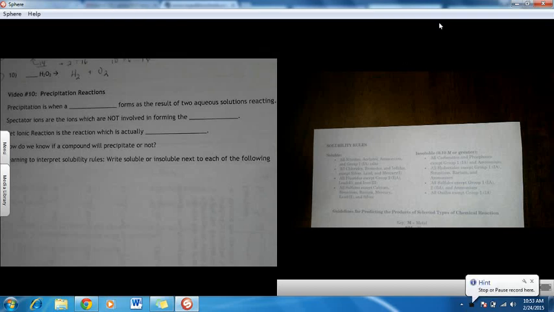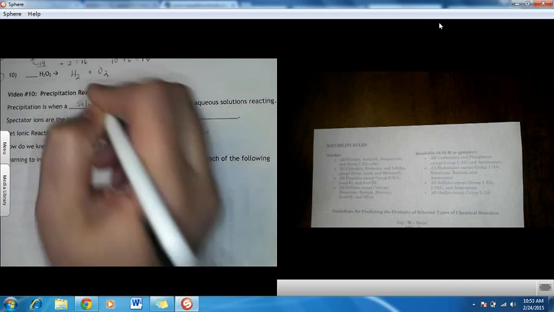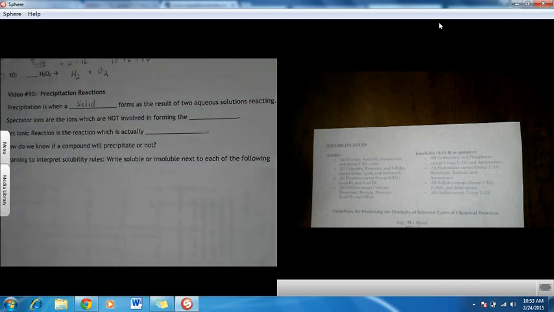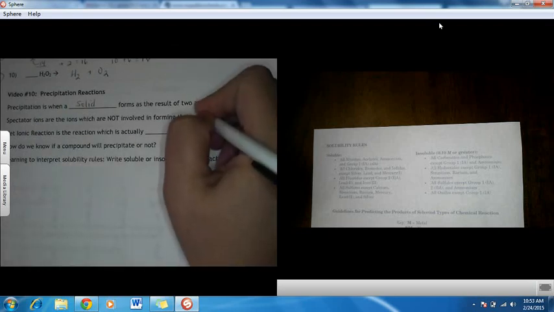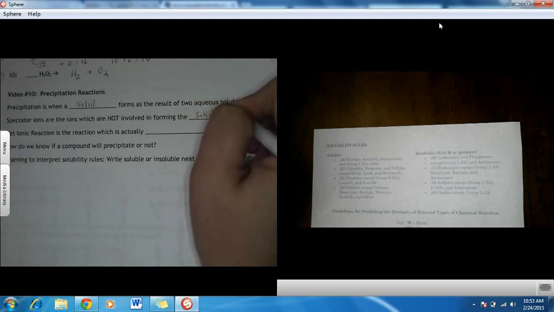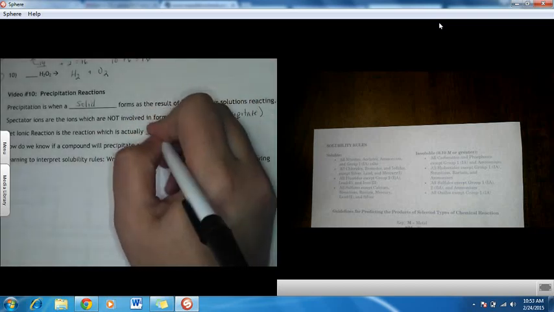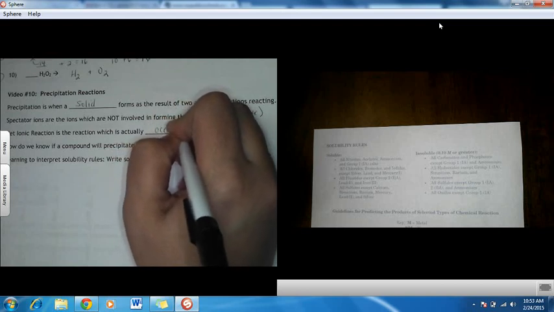Okay, in this lesson we're going to talk about precipitation reactions. Precipitation is when a solid, what we call a precipitate, forms as a result of two aqueous solutions reacting. Spectator ions are the ions which are not involved in forming the solid, also known as the precipitate. The net ionic reaction is a reaction about what is really occurring, which is the solid formation.